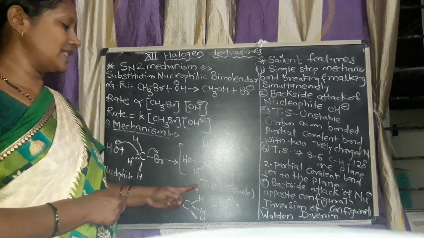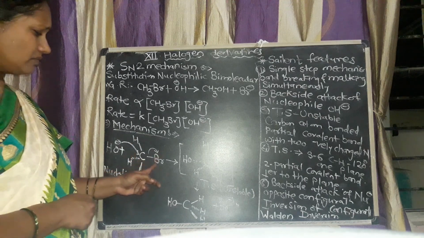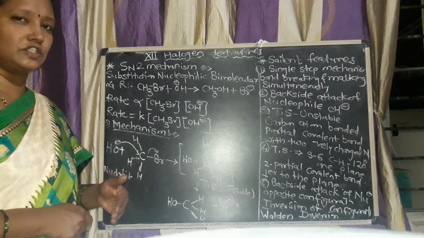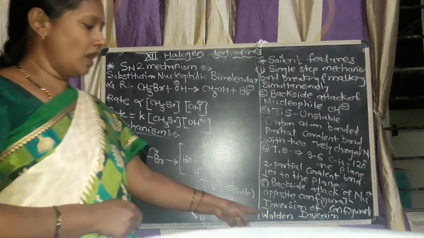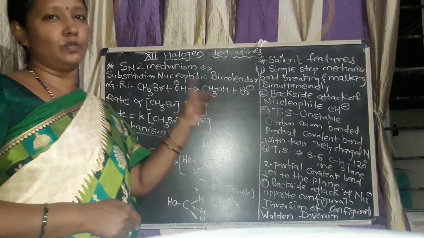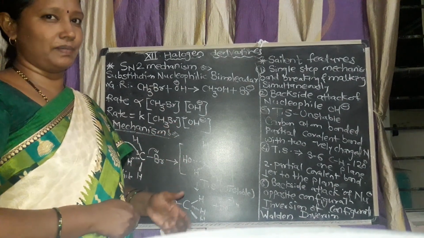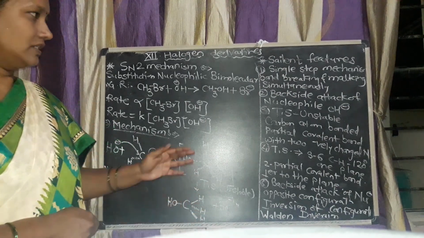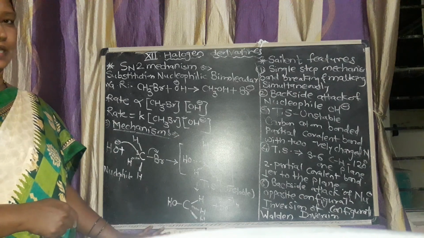Now last one, backside attack of the nucleophile. Therefore this is the opposite configuration. It is also called inversion of configuration. This inversion is also called Walden inversion. Carefully remember that in the SN2 mechanism, the inversion of configuration takes place. It is also called Walden inversion. This is the complete SN2 mechanism.